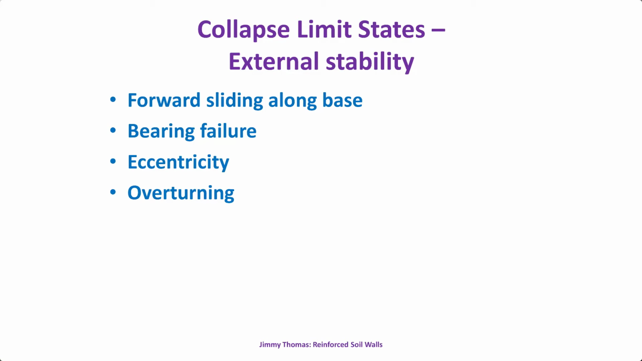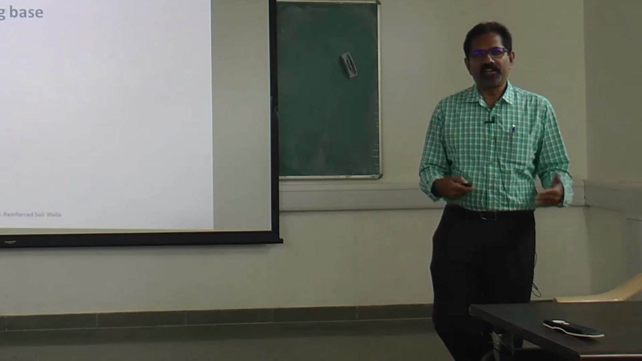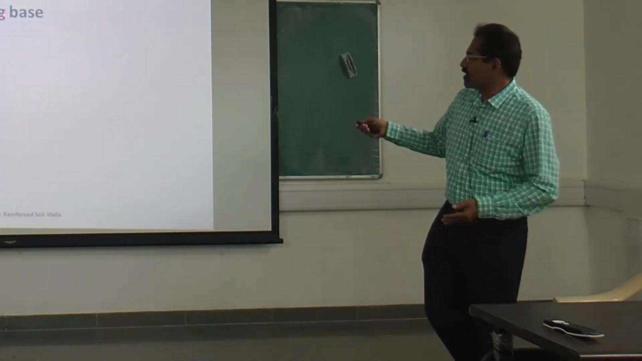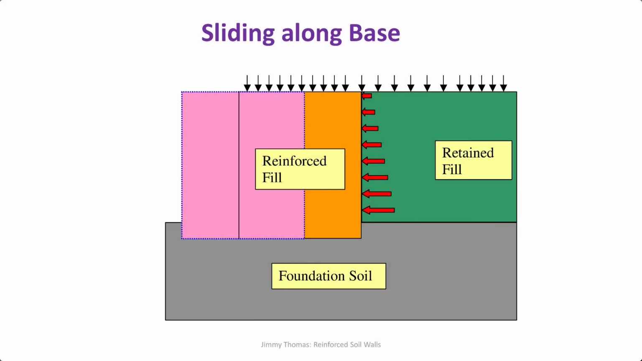So these are the different failure mechanisms, and if you look at it, it is exactly the same as for a conventional retaining wall, like a gravity or a Gaussian wall. These are the failure mechanisms which we analyze. So for reinforced soil walls also, same principles. First is sliding along the base. Like we have this reinforced soil block. Now the retained fill applies active earth pressure on this block, which tends to push it forward.